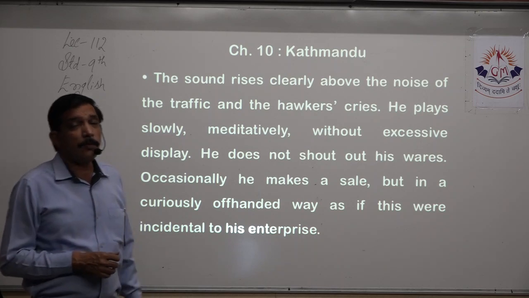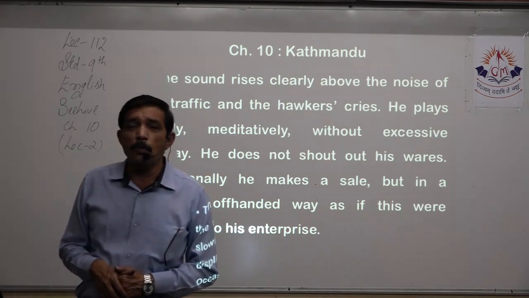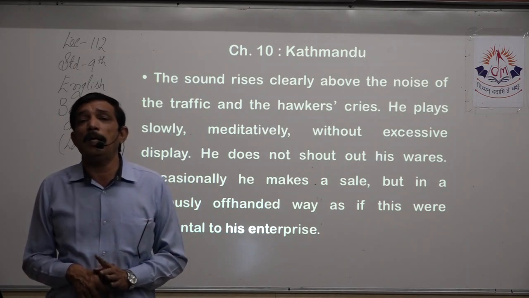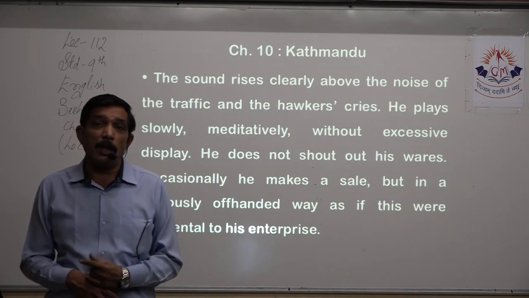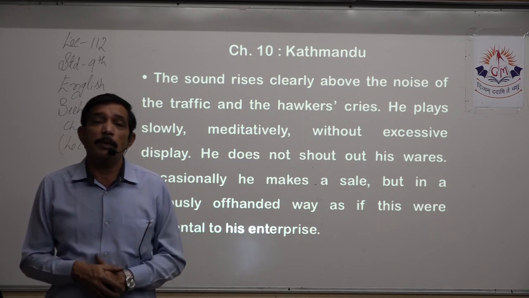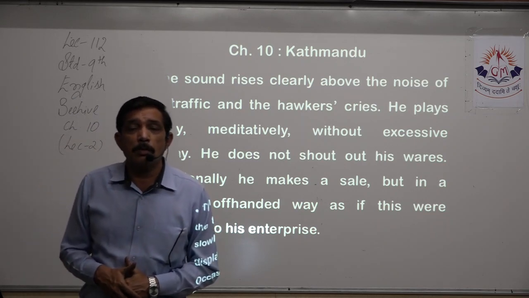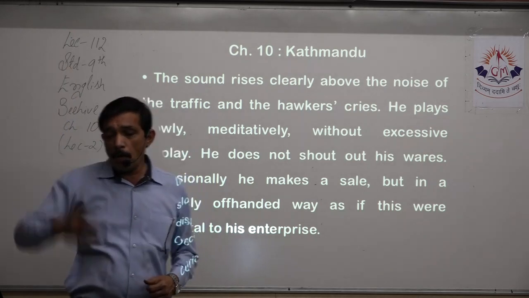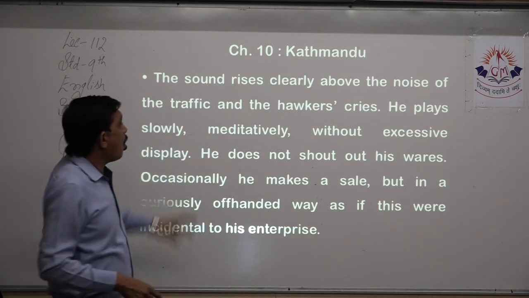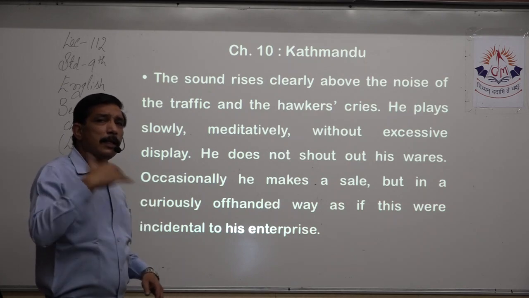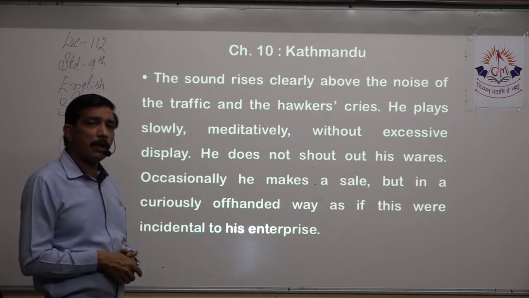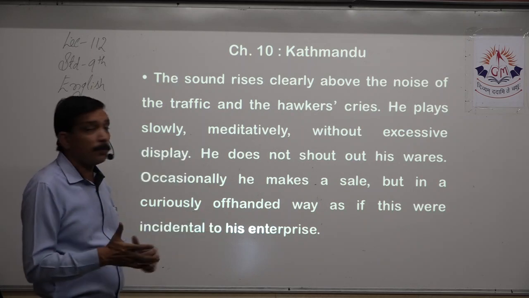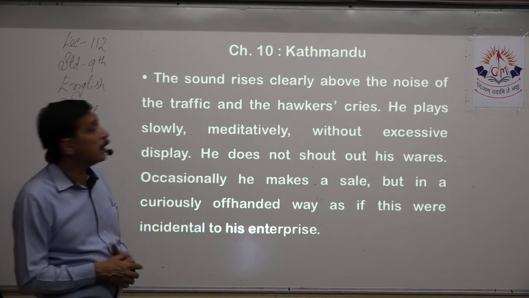As I said, the sound of the flute is very sharp and shrill, so it will be heard very easily above the sound of the traffic, above all the human beings over there making lots of noise in the market. The sound of the flute will be heard above them, and the hawkers are also crying. You can clearly find that sweet melody is coming to your ears directly, even when there's lots of crowd, when there's lots of noise in the market.